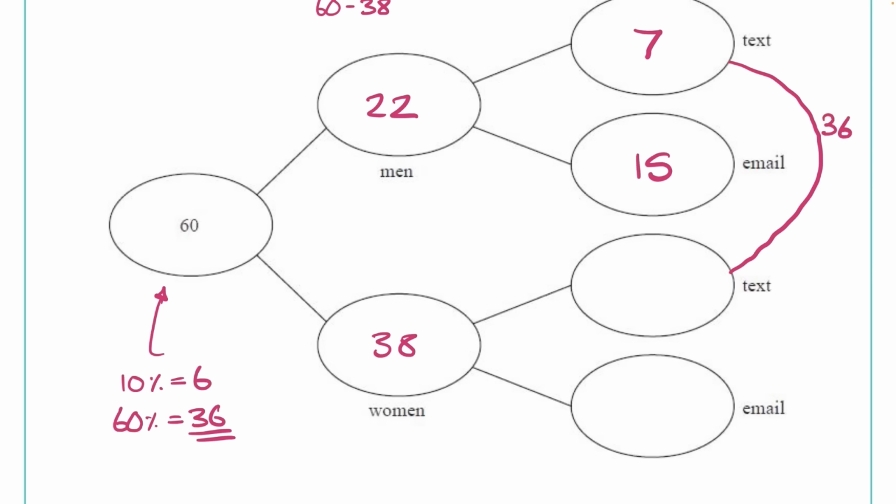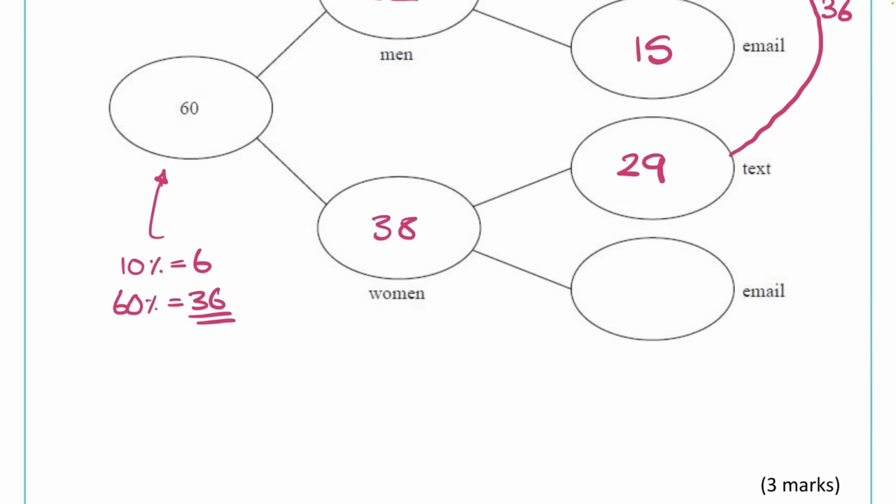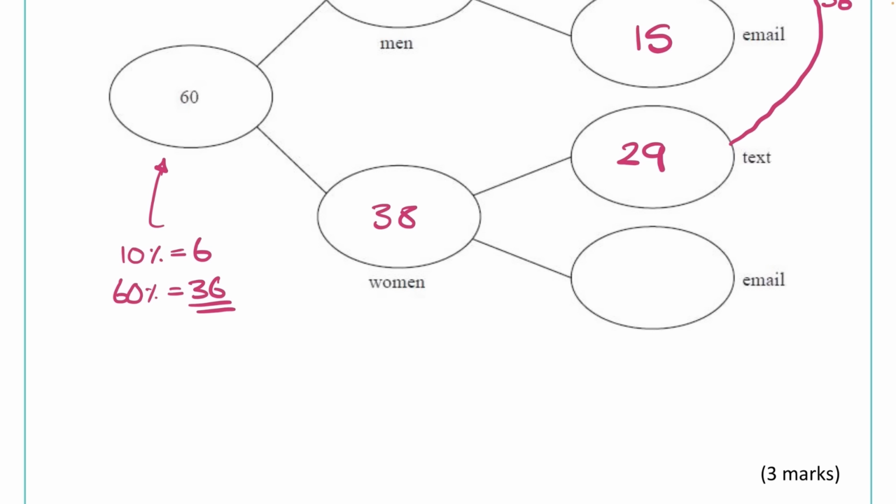36. We already have 7 men that prefer to text. So 36, take away 7, gives us 29. So there we go, 29 women that prefer to text. That gives us that 36 in total. We can now complete the amount of women that prefer to email, and that would be an additional 9. 29 plus 9 would give us that 38.